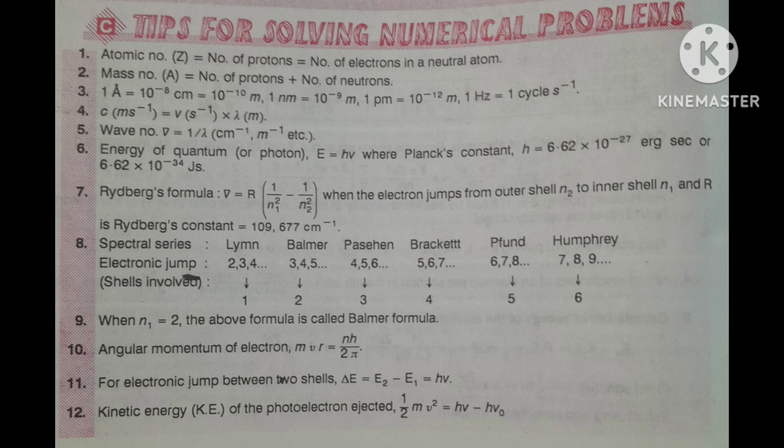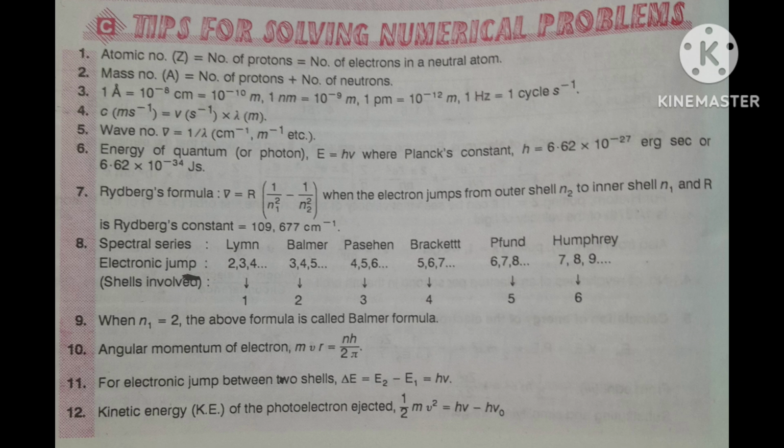Okay. Next point, angular momentum of electron. Angular momentum of electron, that is m into v into r, mvr, is equal to nh upon 2 pi. Mass, velocity and radius, m into v into r, is equal to nh upon 2 pi.